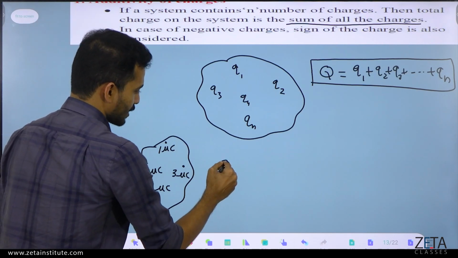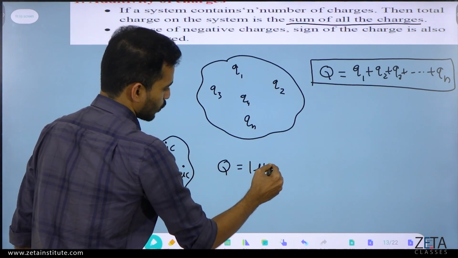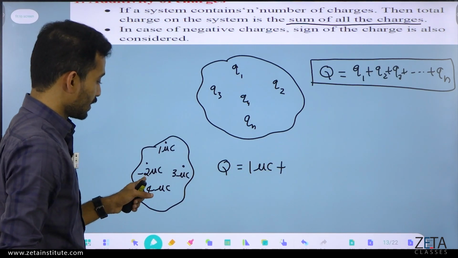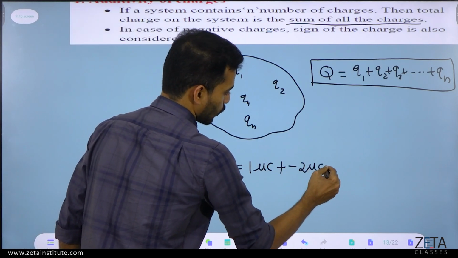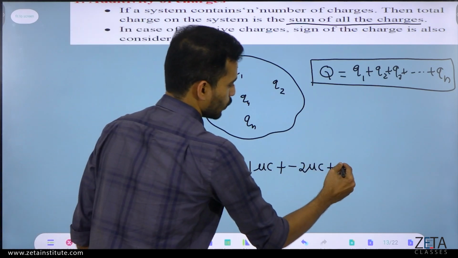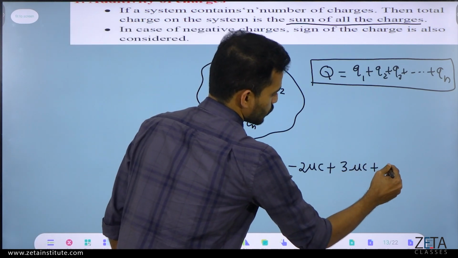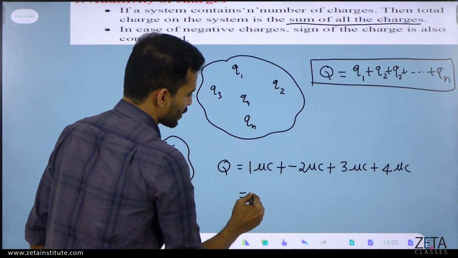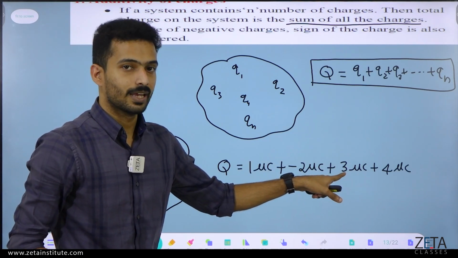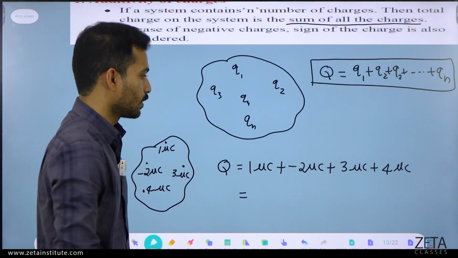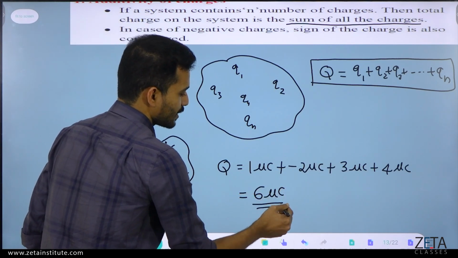So we can write the charge Q is equal to Q1. What is Q1? That is 1 microcoulomb plus. What is Q2? That is minus 2. You have to consider that sign. That is minus 2 microcoulomb plus 3 microcoulomb plus 4 microcoulomb. So what is the total charge? The total charge will be equal to 1 plus minus 2, that is minus 1, minus 1 plus 3 is 2, 2 plus 4 is equal to 6 microcoulomb. So that is equal to 6 microcoulomb.